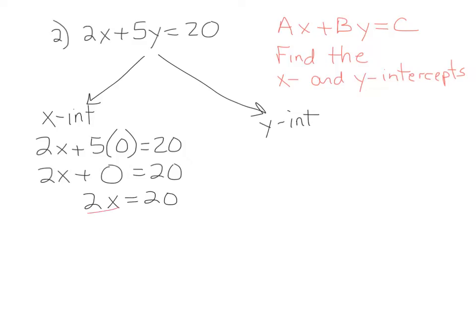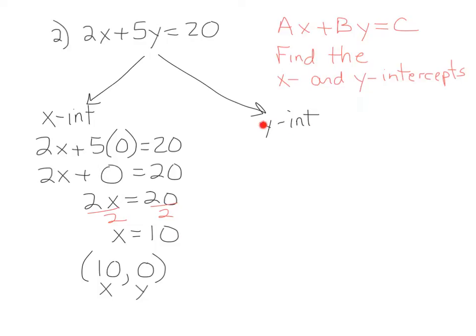Now divide both sides by 2, and you get x equals 10. That's the x-intercept, and you would write it (10, 0), because x, which comes first, is 10, and y was 0. We plugged 0 in for the y. x was 10 when y was 0. That's the x-intercept.